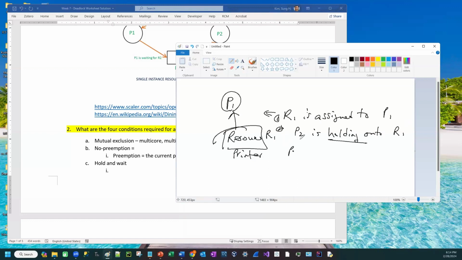If P2 comes along and wants resource 1 also, there's a P2 and it's looking for that. Then because resource 1 is not only assigned to P1, but P1 will be holding it, and it's not letting it go. So that's what we mean that something is holding, and the other one has to wait until this is finished, because we can't share it, right?